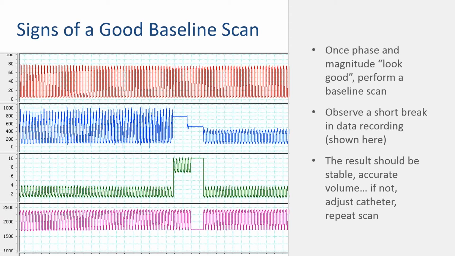You will observe it on your computer screen using different types of software, but you will observe that short break. The result should be stable, accurate volume. If not, try to repeat, adjust the catheter, repeat again, and redo the baseline scan. Okay. On the next slide, this is critical.